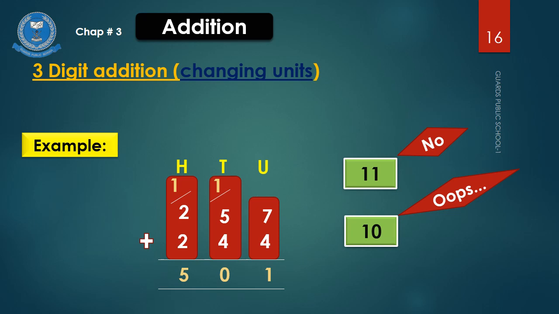So the sum of adding 257 and 244 is equal to 501. I hope you all understood 2 and 3 digit addition sums with no changing and with changing units.